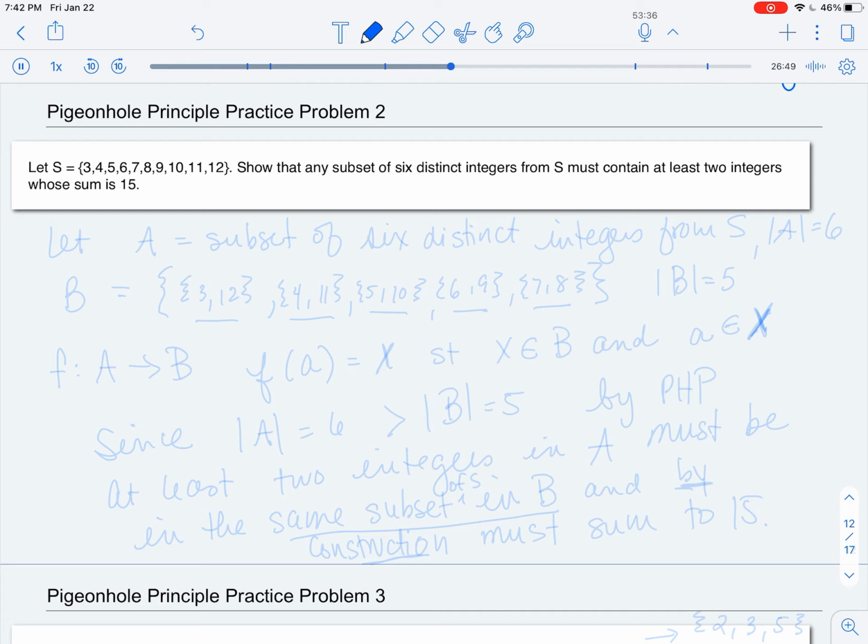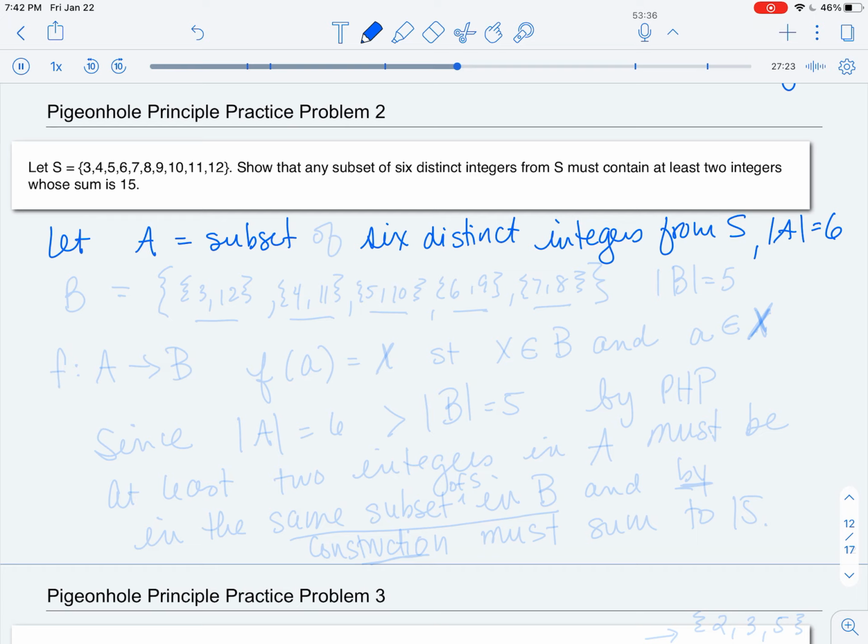So now we want to think about our pigeons and our pigeonholes. So what is our A going to be? I think A should be the subset of 6 distinct integers from S. And we're just given that the cardinality of that is 6.